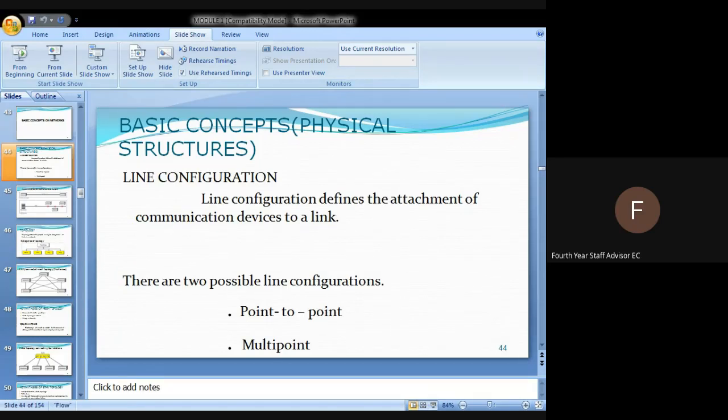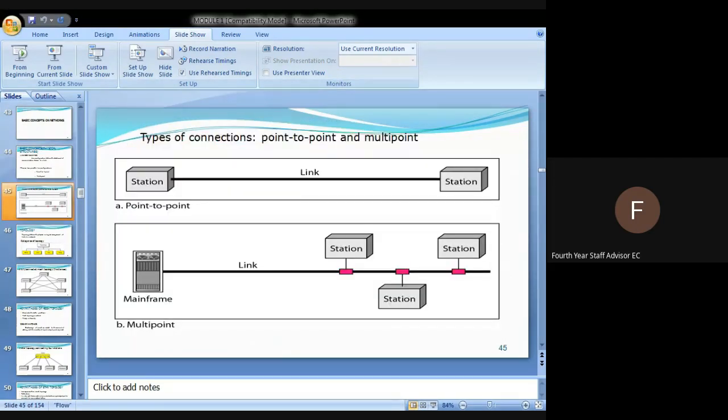Point to point, in that word itself the meaning is understood, right? Now you can see in the diagram, point to point means you have a dedicated link between two stations. Dedicated in the sense the link is only meant for those two stations. Point to point means you are having a dedicated link or channel between the two stations, and the link is only utilized by those two devices. Now the capacity is entirely utilized by those two stations. So such type of connection is a point to point connection.